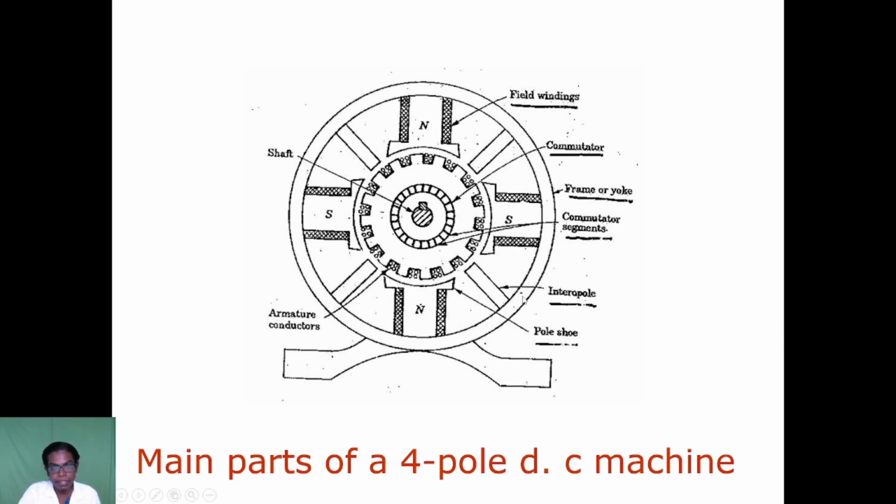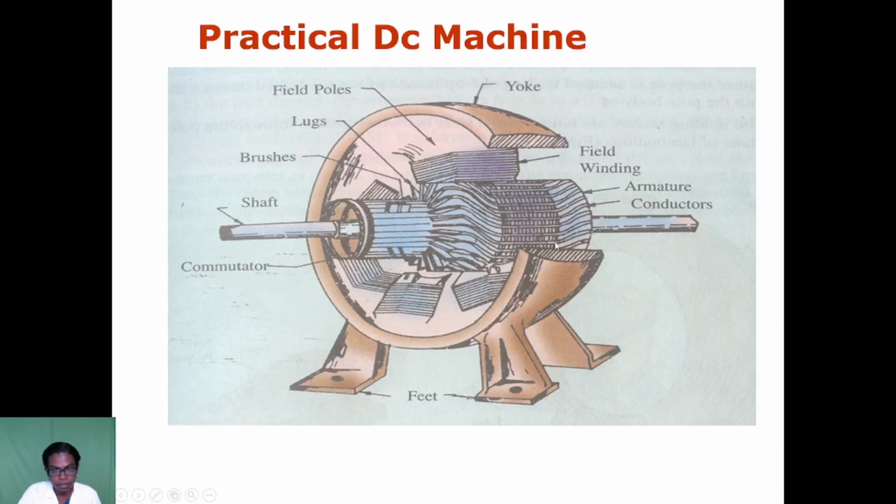In the detail below we see a practical DC machine. The outer part is the yoke, which is the mechanical support of the machine. Next to the yoke, the stator is placed, with the field winding. Next to the field coil the armature winding is placed, then the commutator, and next the brush and shaft. This is a practical DC machine.